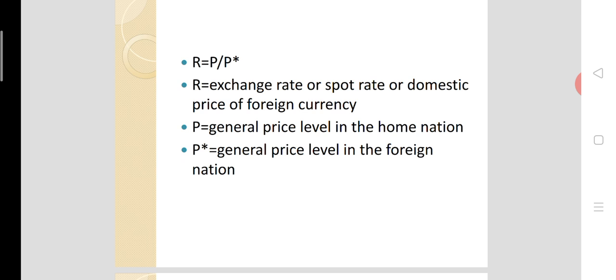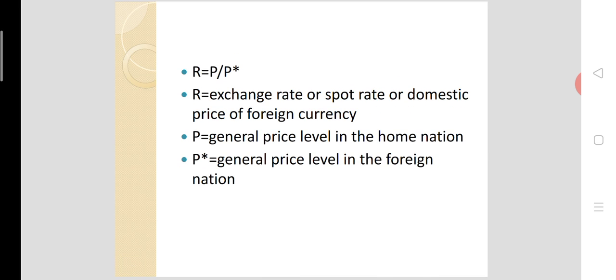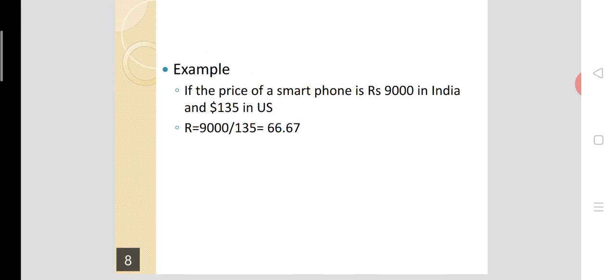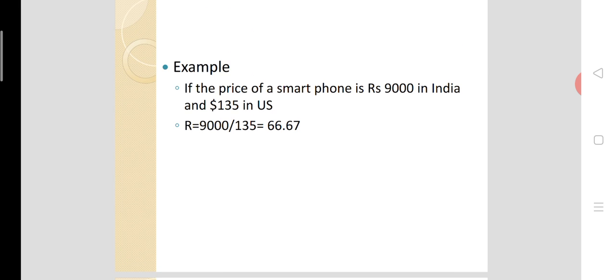So this is the formula for finding the equilibrium rate of exchange. It is R is equal to P by P star. R is the exchange rate or equilibrium rate of exchange or the domestic price of foreign currency. It is also called the spot exchange rate. P is the general price level in the domestic economy and P star is the general price level in the foreign economy. So P by P star is the equation for finding the equilibrium rate of exchange as per the absolute purchasing power parity theory.